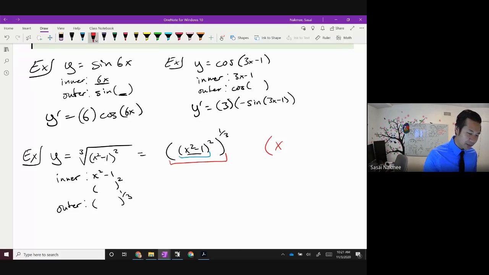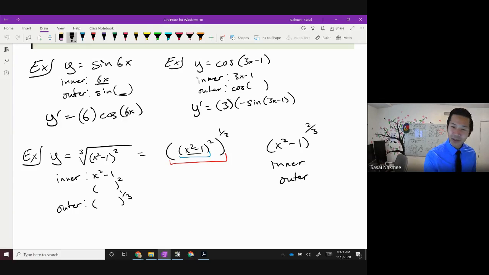So you can write it as, let's do that. I don't know if you guys saw that, but you can do that. You can rewrite this as x squared minus 1 to the 2/3 and just apply the inner and the outer. And you don't need the middle ground anymore, do you? And you're done there. That's awesome.